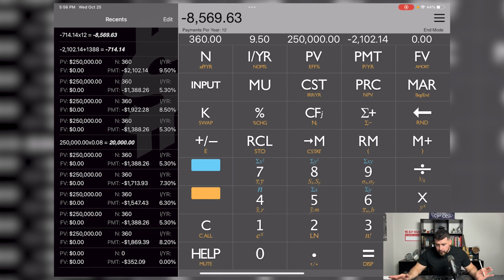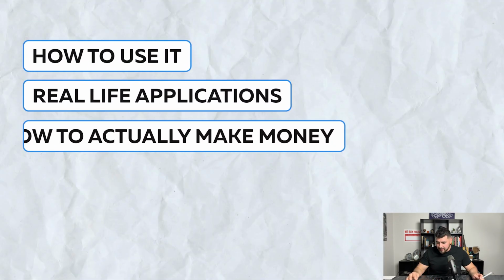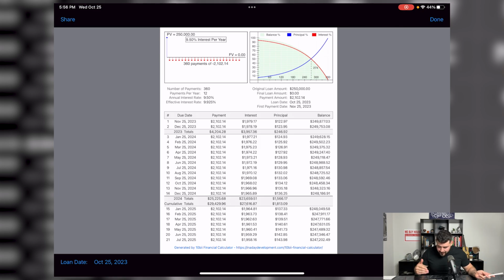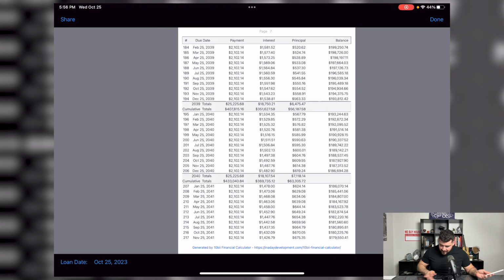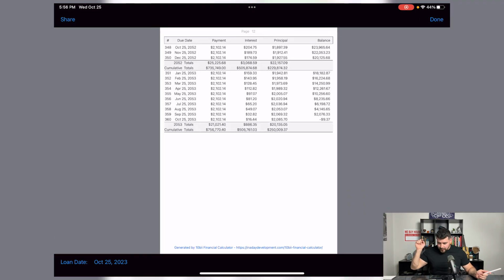Anyway, that's a quick, really brief introduction of what the 10B2 calculator is, how to use it, real life application, how to actually make money. And then if you look at the AM schedule, if you put this thing together, let's go to the last page and see how much money you'd make. Cumulative total, $756,000 is what you would make on this deal if you were to do it.